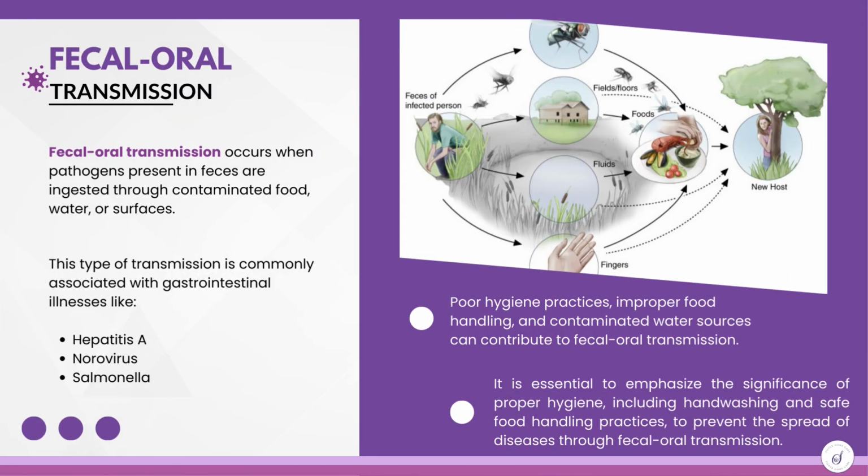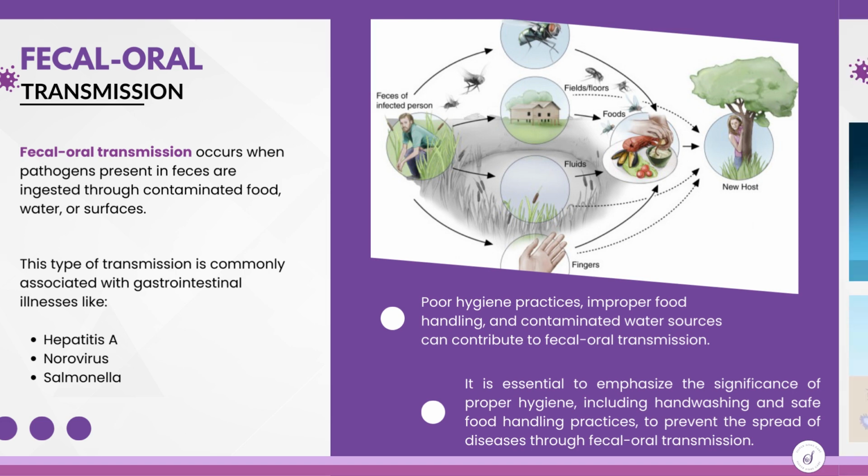Fecal-oral transmission. Fecal-oral transmission occurs when pathogens present in feces are ingested through contaminated food, water, or surfaces. This type of transmission is commonly associated with gastrointestinal illnesses like hepatitis A, norovirus, or salmonella. Poor hygiene practices, improper food handling, and contaminated water sources can contribute to fecal-oral transmission. It is essential to emphasize the significance of proper hygiene, including hand washing and safe food handling practices, to prevent the spread of diseases through fecal-oral transmission.